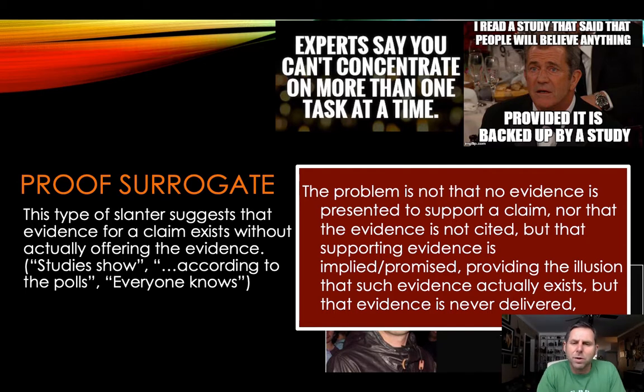Now, notice I put this here because in the past, a lot of students have confused the proof surrogate with any time you're not presenting evidence to support your claim. But the problem here is different. It's not just that there's no evidence, but it's more like you've provided the illusion of evidence, as if there is evidence, but you haven't actually delivered. That's the proof surrogate. I talk about studies all the time, and I never tell you what studies those are. And when I do that, I've committed a proof surrogate.